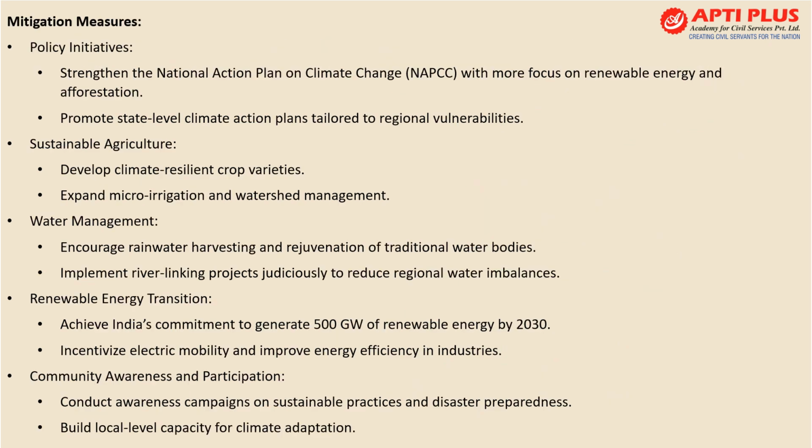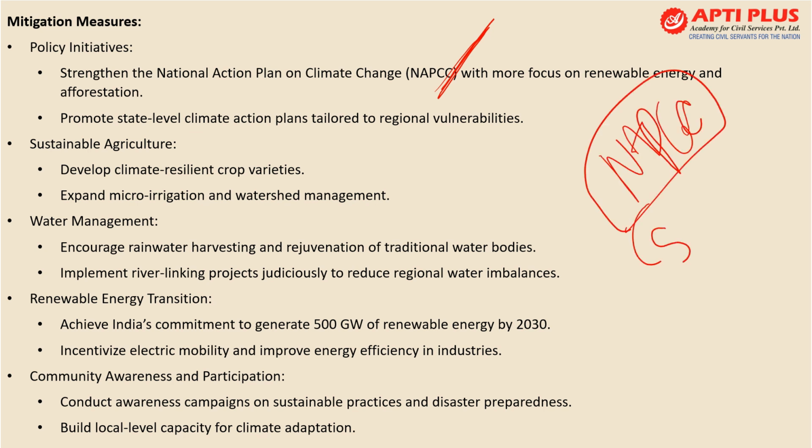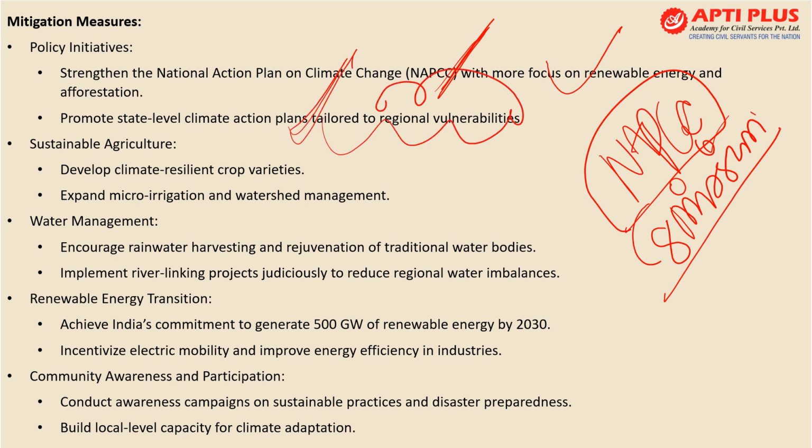Now let's see what measures could be there. At first place we should have a policy first. तो हमारा पॉलिसी एक्शन क्या है? NAPCC है, एक नेशनल एक्शन प्लान है क्लाइमेट चेंज के अंदर. देयर आर 8 मिशन अंडर दिस प्लान. Focusing on health also, there is one renewable energy and afforestation. Then we should work on the state level plans tailored to the regional vulnerabilities, regional requirements.